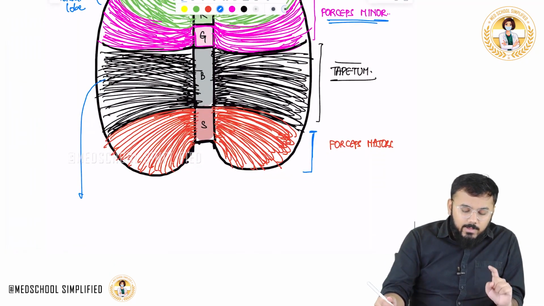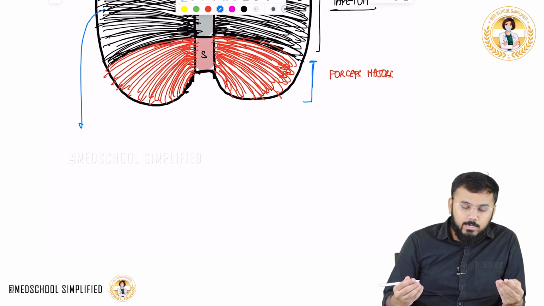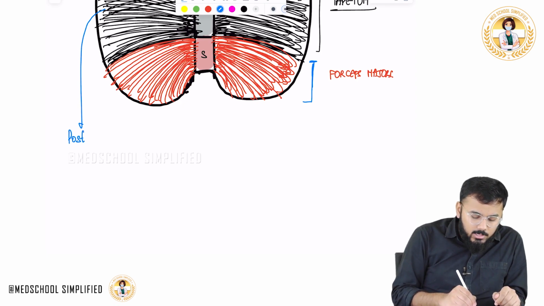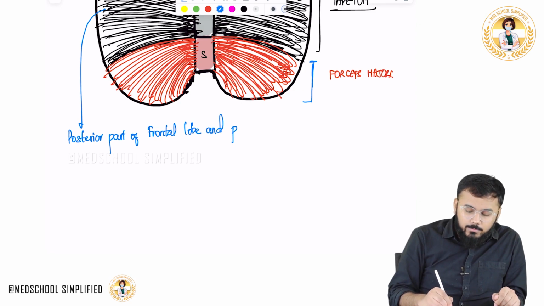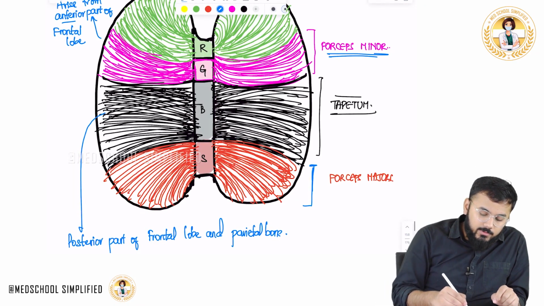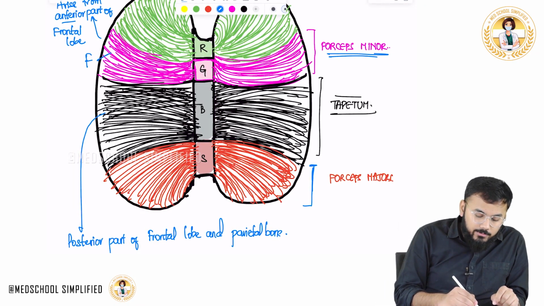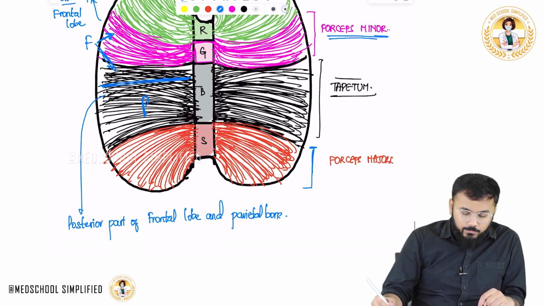Right, now in the same way, the commissural fibers which form the tapetum start from the posterior part of the frontal lobe and the parietal lobe respectively. You see, the frontal lobe has two parts: this one is the anterior part, this part in the half is called the posterior part, and this is purely the parietal part. Yes or no? So, parietal part.